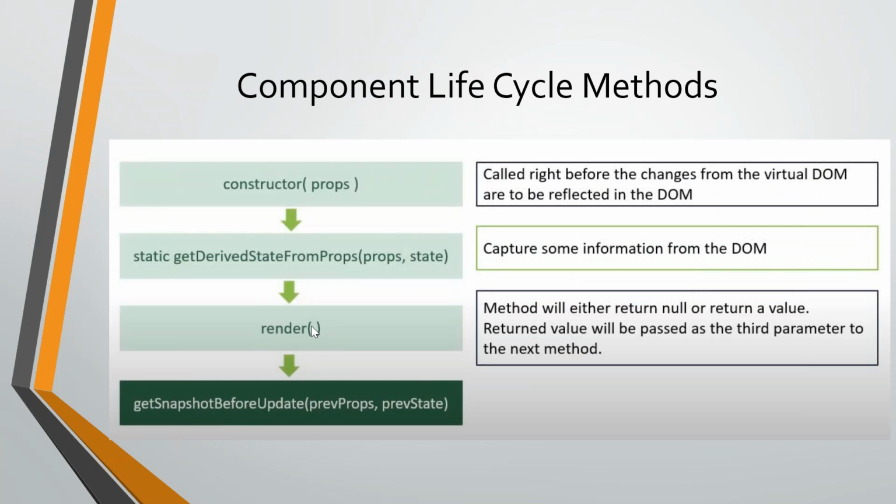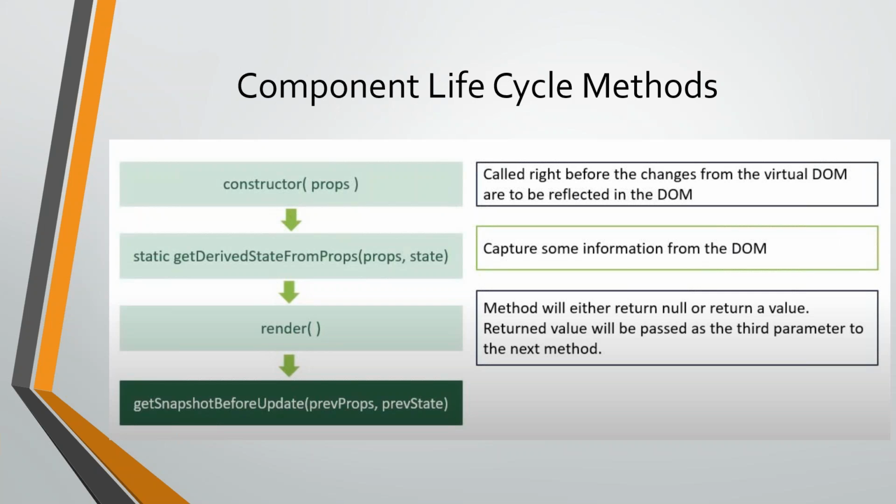Okay, moving next, you have the render method, which I did not actually mention. Okay, this is good. getSnapshotBeforeUpdate is called right before the changes from the virtual DOM are to be reflected in the DOM. So the virtual DOM is something on your programming side. There is a DOM ready which is not on the screen, and there is a screen which is available, correct? So if you want to take a snapshot of what's going on there, okay, you can use getSnapshotBeforeUpdate.